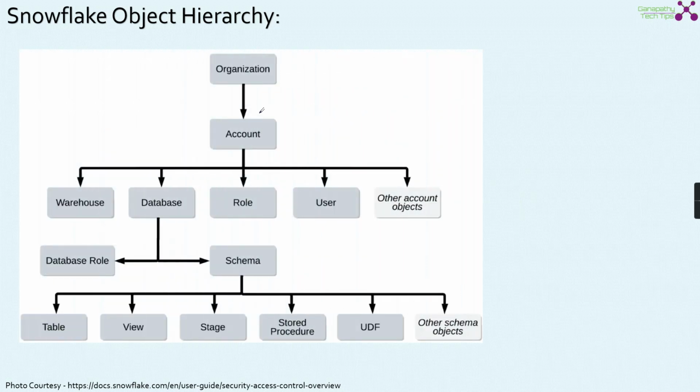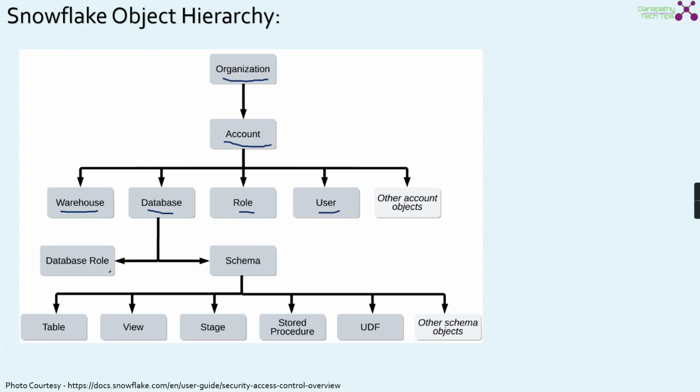When we talk about Snowflake's object-based hierarchy, this is the one which is present in the Snowflake documentation. This very well represents Snowflake's object hierarchy in a very detailed way. If you look at the top, there is something called the organization, which is the starting point of Snowflake, and then within the organization we can have an account. Within the account we can have a virtual warehouse, databases, roles, users, and some other account-based objects.